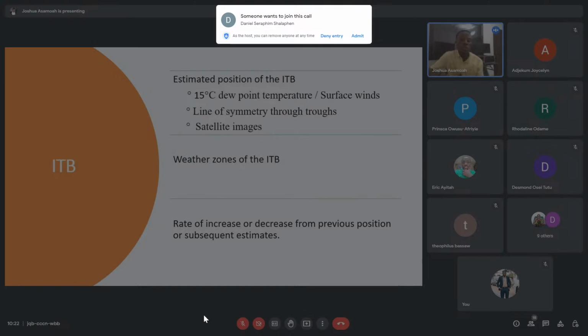Right, so that brings us to the weather zones of the ITD. So you have the zone A, B, C, and then D. You can break C into C1 and C2. So most of you are already aware of this. Zone A is just areas to the north of the ITB.